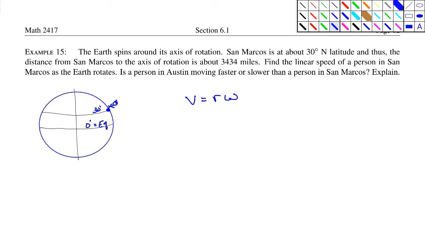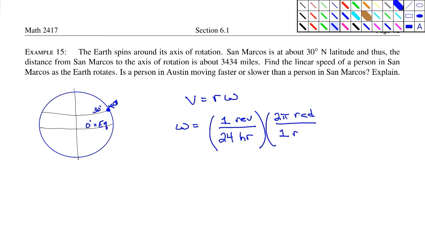So V is equal to R omega. Let's figure out omega. Omega is the angular speed of the Earth. We know that the Earth makes one revolution every 24 hours. I'm going to change this into radians. So that would be 2 pi radians divided by 1 revolution. The 2's cancel with the 24, and that's 12. So this is pi over 12 radians per hour. So that is the angular velocity of the Earth. The Earth is moving at pi over 12 radians per hour.